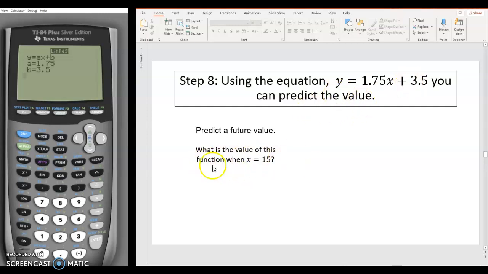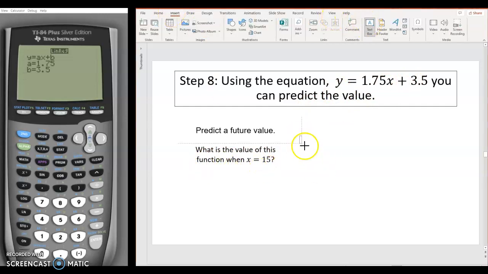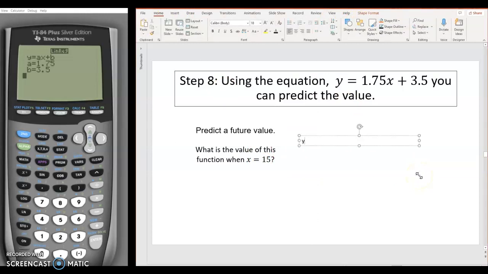Suppose we want to find the value of this function when x equals 15. Well, we can use the equation that we have. We can plug in x equals 15, so we get y equals 1.75 times 15 plus 3.5. Now we can use our calculator to simplify this. So let me go back to the home page. We have 1.75 times 15, and then I'm going to add 3.5 to that. That gives me a y value of 29.75.